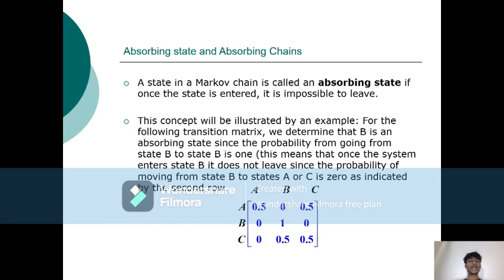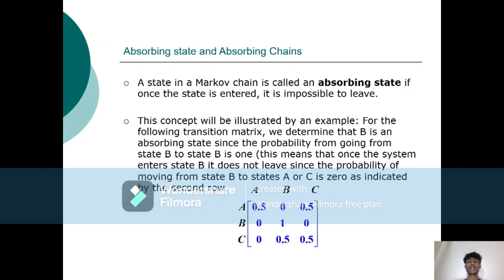Absorbing state and absorbing chains. A state of a Markov chain is called an absorbing state if, once the state is entered, it is impossible to leave. This concept will be illustrated by an example for the following transition matrix.